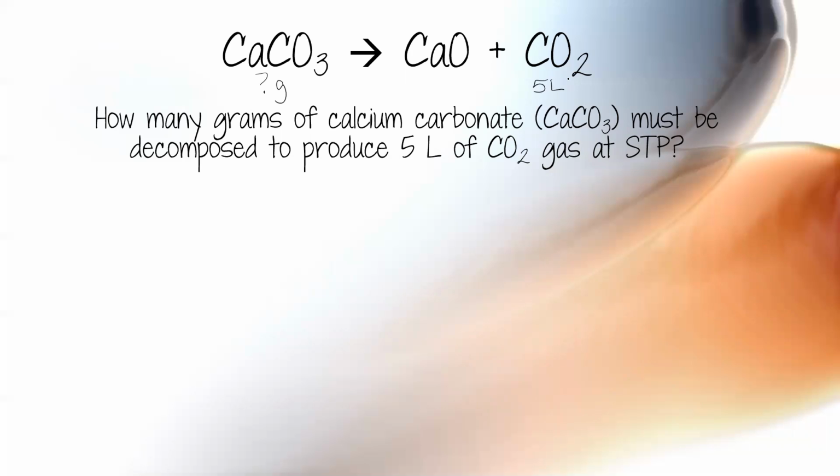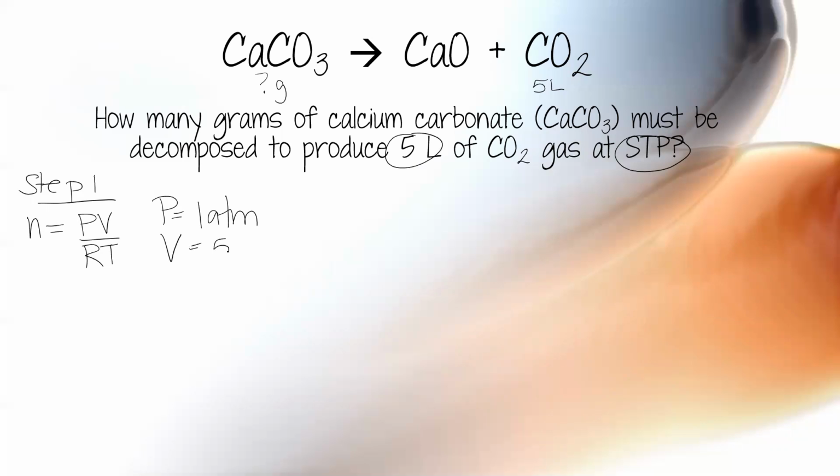Okay, so the first step is to solve for n. So step 1, I'm going to use the equation n equals PV over RT. So in the problem, I have this, STP, standard temperature, standard pressure. That's what it stands for. Okay, so standard pressure is 1 atm. V is right here, 5. Standard temperature is 273 Kelvin. And R is the same constant we've been using.